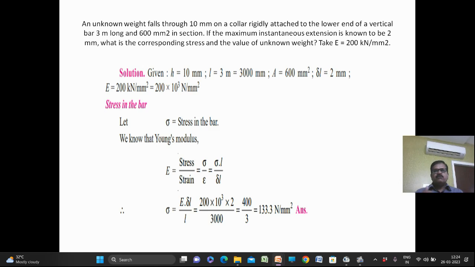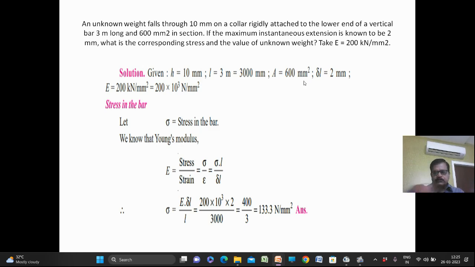So here we have to find out two things. One is the stress that is developed in the member which is causing the extension of 2 mm, and the corresponding weight. Let us take the Young's modulus for the bar as 200 kilonewton per mm square. So the given data is written. The height through which the weight falls is 10 mm, only 10 mm, and the length of the bar is 3 meters, that is 3000 mm.